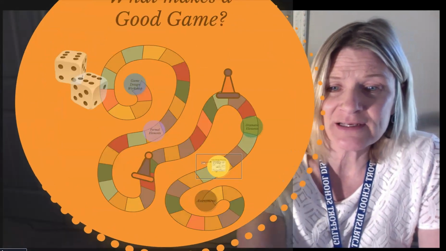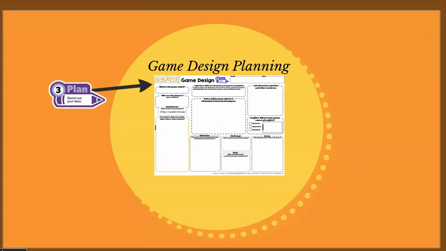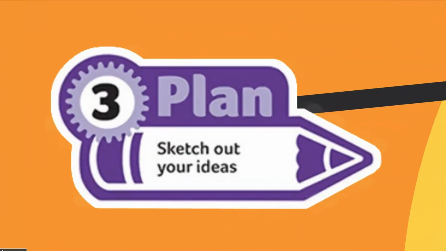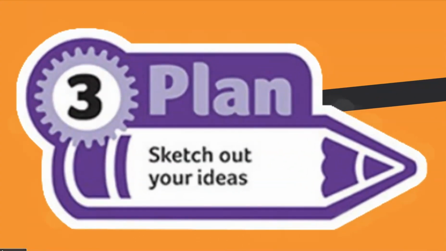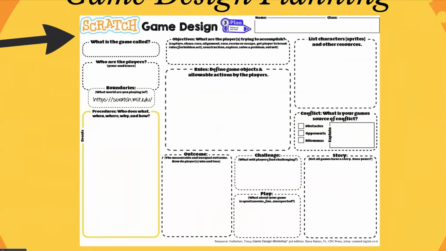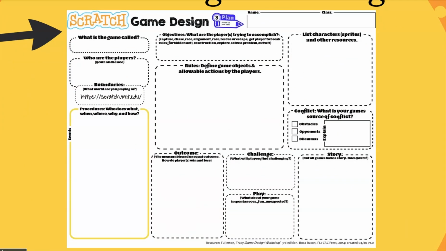Let's tie this all together. I've created a game design planning sheet for you that you can use during step 3 of the engineering design process. This form has all of the elements that make up a good game. It includes all of the formal and dramatic elements we spoke about that make up a good game.